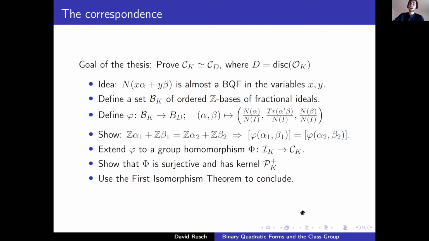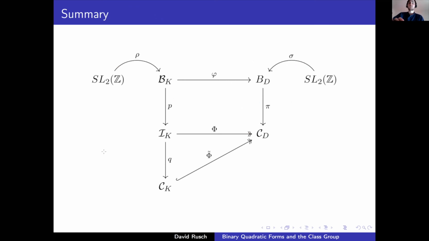Okay, so let's summarize this again in a diagram. On the left-hand side, we have the theory of ideals in number fields. On the right-hand side, we have binary quadratic forms. So we have a group action sigma of this group here to the set of binary quadratic forms of discriminant D. And then, using this group action, we can kind of project everything down to this group C_D.